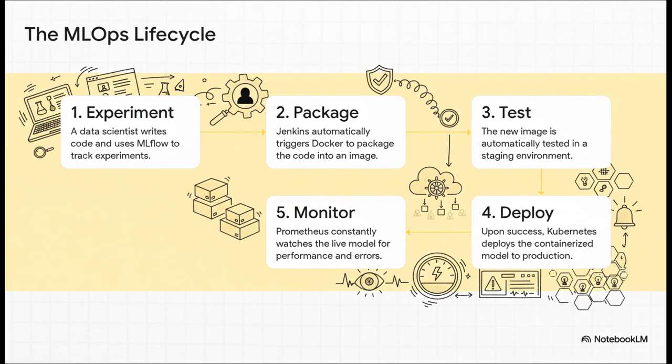That's the starting pistol. Jenkins sees the change and tells Docker to package it all up. That new package gets automatically put through a battery of tests. If it passes everything, Jenkins gives the green light, and Kubernetes deploys the new model to real users. And the whole time, from beginning to end, Prometheus is watching over everything, making sure it's all running perfectly. That is MLOps. It's a smooth, repeatable, reliable process.